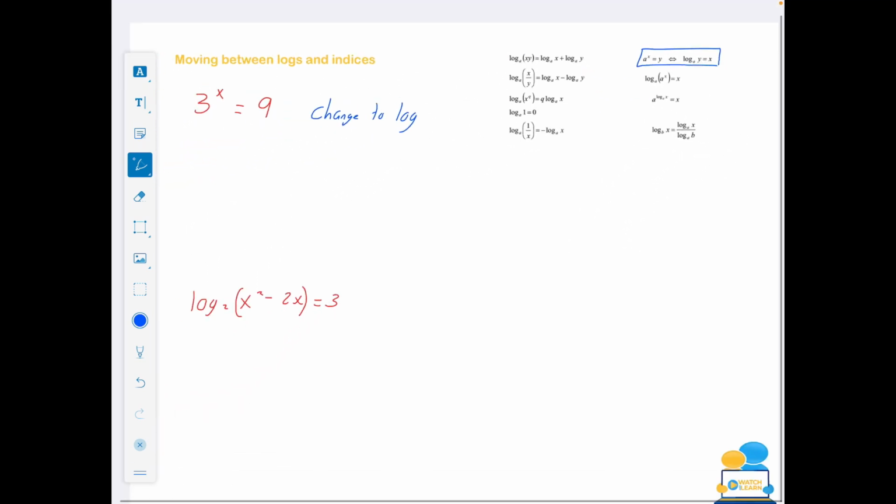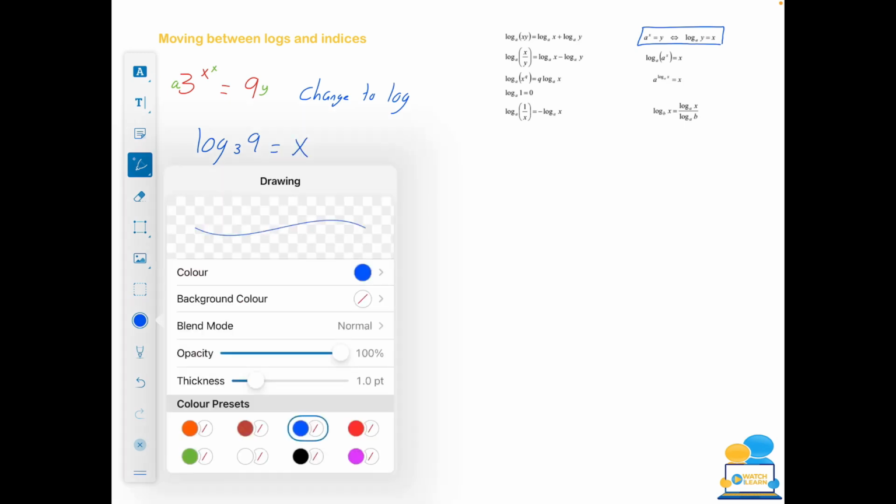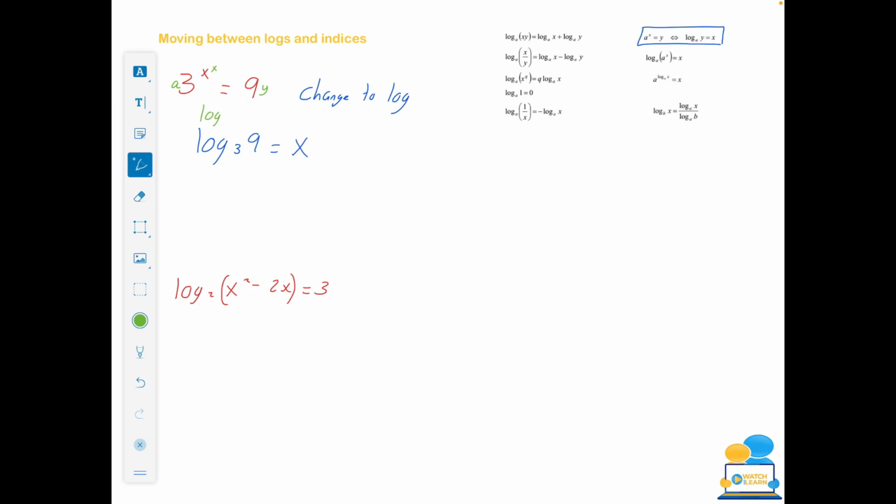How do you do that? We're going to use this rule up here. So we're going to match it up. I'm going to use a different color here. This is my a, this is my x, and this is my y. So we're going to change that. So that'll be log to base 3 of 9 is equal to x. What did I change that to? I changed that to log to base a of y is equal to x. So you need to get used to kind of swapping between them. The numbers move around, just make sure you move them around correctly.